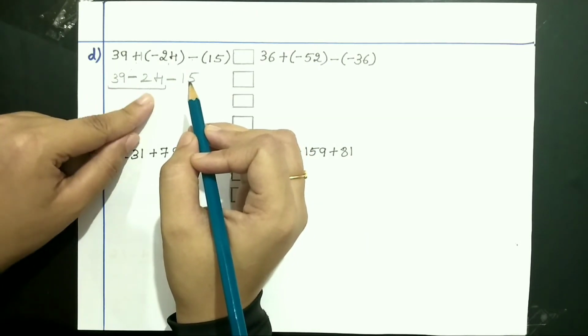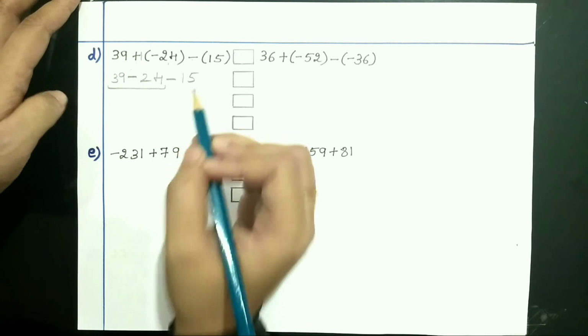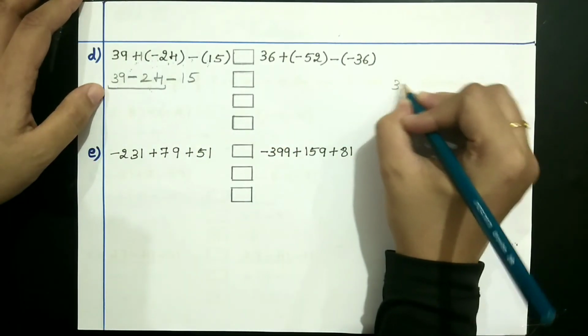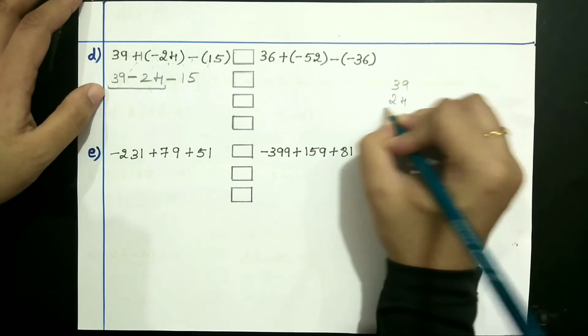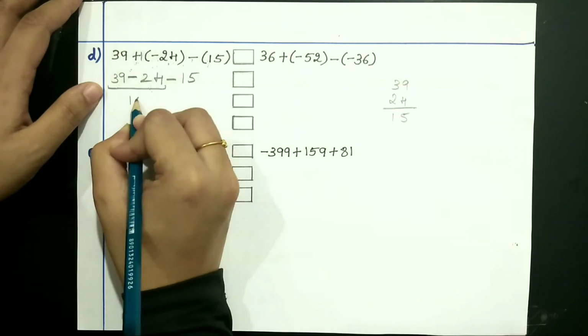One is positive, one is negative. Since the signs are different, you have to do what? You have to do subtraction. So subtract this: 39 minus 24. 9 minus 4 is 5 and 3 minus 2 is 1. So 15 is your answer.